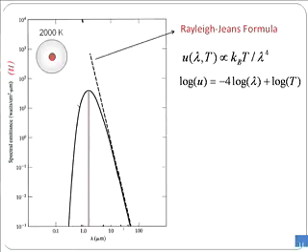But what is it that it cannot explain? It cannot explain the turning over. It says as the wavelength is getting smaller and smaller, your energy will keep getting bigger and bigger. That's obviously not true. So that's wrong.